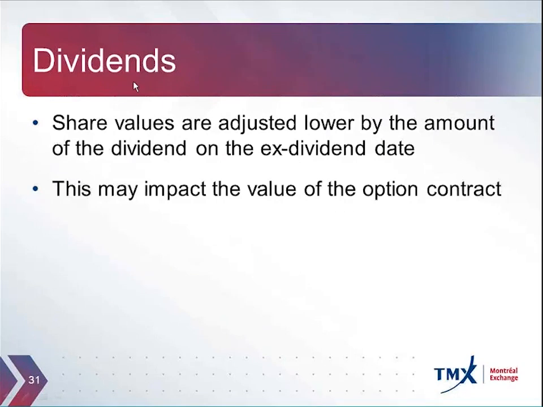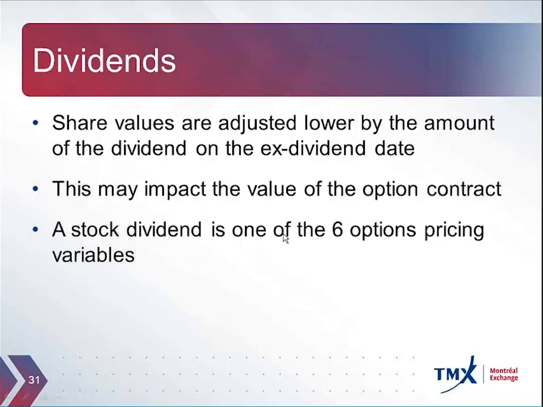Now, when it comes to dividends, share values are adjusted lower by the amount of the dividend on ex-dividend date, which may impact the value of the option contract. The stock dividend is one of the 6 option pricing variables, and I'll tell you, it's kind of embarrassing to admit, but I remember when I first started trading options, and I was looking, as we all do, for that dependable opportunity in the market. So I thought, okay, well, if I know that a stock is adjusted lower by the amount of the dividend, why don't I buy a put option just before the ex-dividend date, and then when the stock drops in value, my put option will go up in value, and hey, I'll make a little bit of money on that.